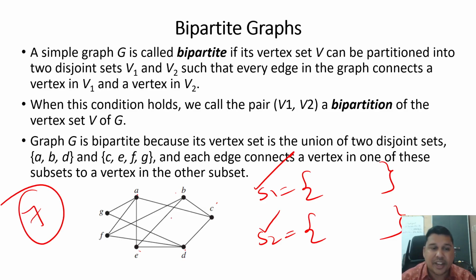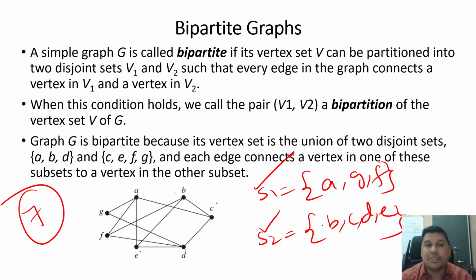It means if I can form sets like this, maybe A, G and F as one set and B, C, D and E as the other. If I can partition this graph like this, I am partitioning it. See, I am trying to draw a line here. I am trying to separate the vertices. I am trying to form two sets of vertices.